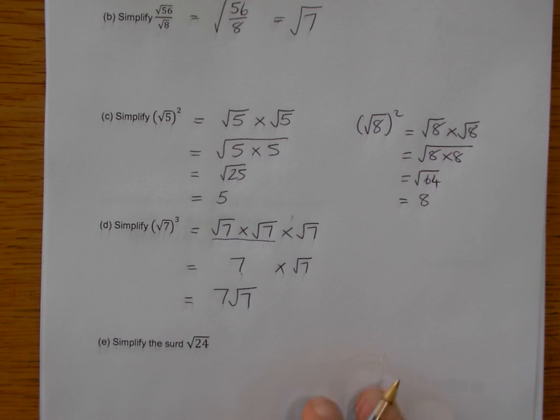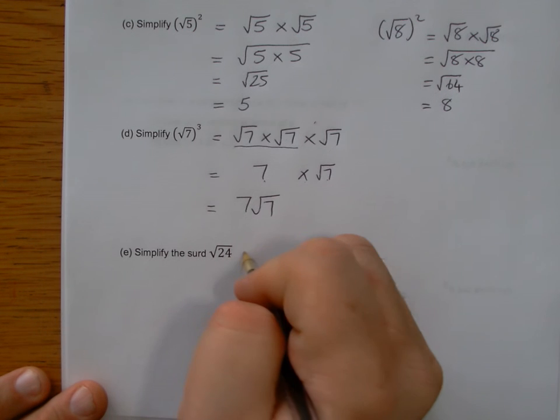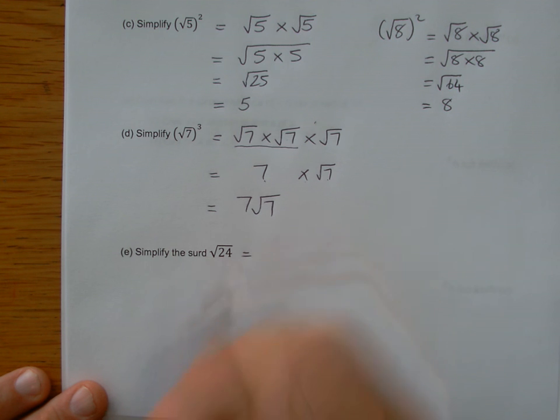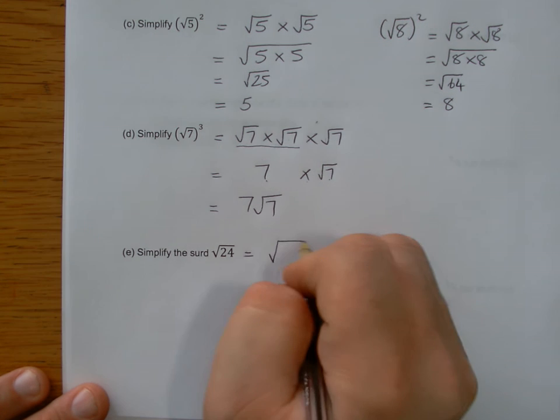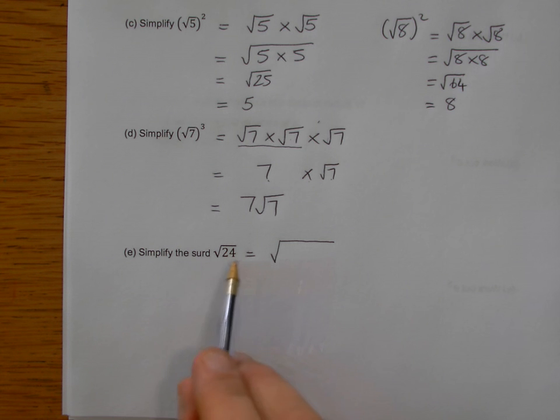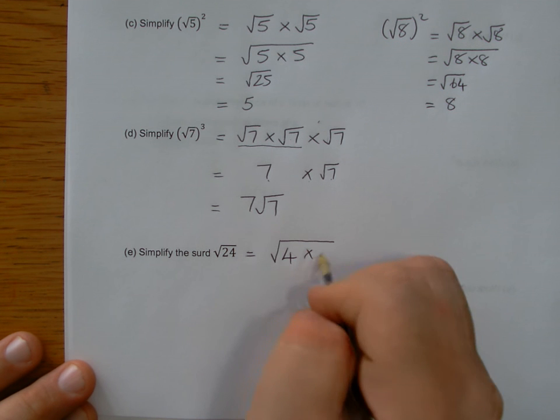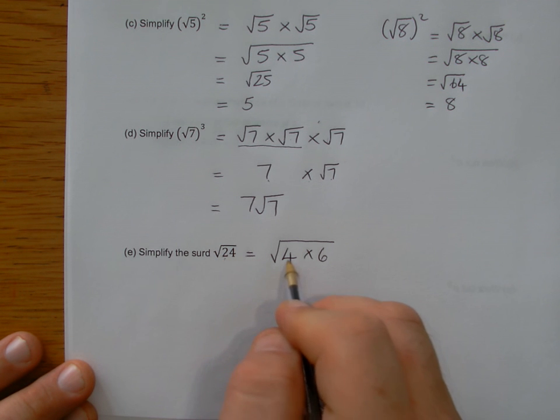That's the simplified version. With E then, simplify the surd root 24. In this case, we've just got a single surd here. In terms of approaching this, we need to think of a pair of numbers that multiply to give 24. One of them has to be a square number. So you might think, well, 2 times 12 gives me 24. That's good, but one of them has to be a square. So the other option is 4 times 6. 4 times 6 gives me 24. And actually 4 is a square number.